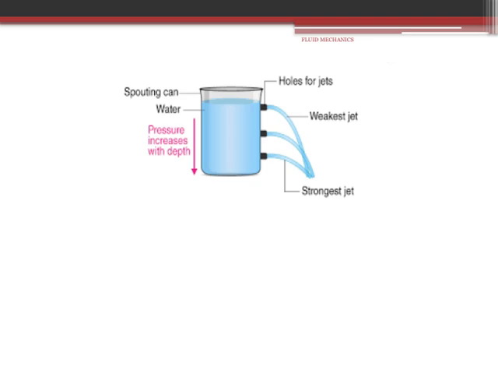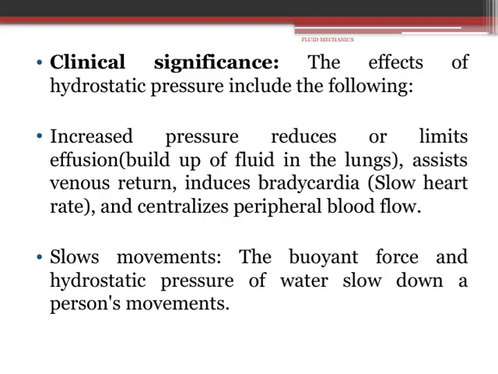Let's talk about the clinical significance of hydrostatic pressure in fluid mechanics. When pressure increases, it can actually help reduce or limit effusion, which is the buildup of fluid in the lungs. This is especially important in managing conditions like pulmonary edema. Additionally, higher hydrostatic pressure assists venous return, meaning blood flows more effectively back to the heart, supporting circulation. It can also induce bradycardia, which is a slower heart rate, and helps centralize peripheral blood flow, directing blood toward the core of the body.